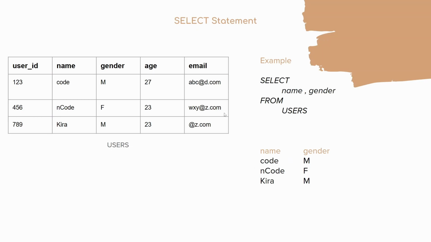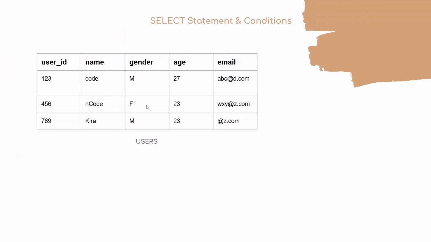Now, let's say again you have the users table, but this time you don't want the whole data, everything, right? You want a certain condition applied on the fetching of data. So you want to select only male or female users. You see, we have male and female users in the users table. Now I don't want everything printed. I only want male users or I only want female users, right?